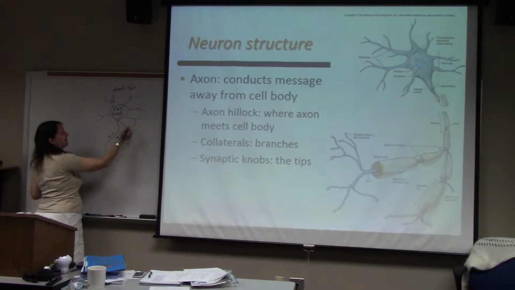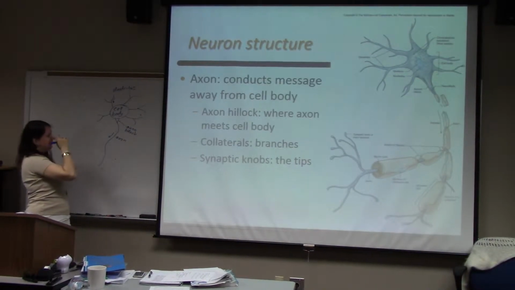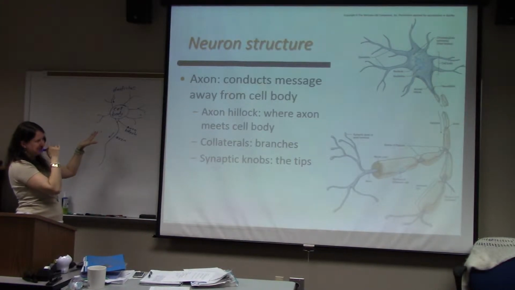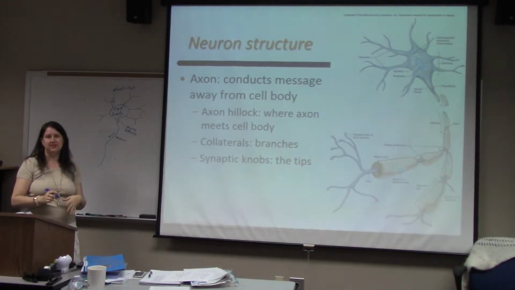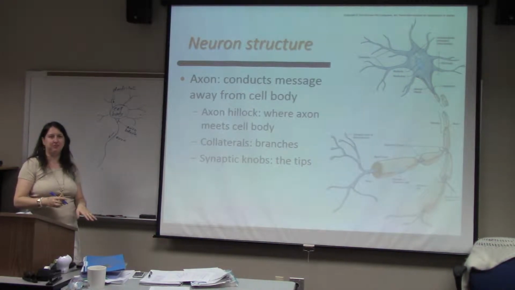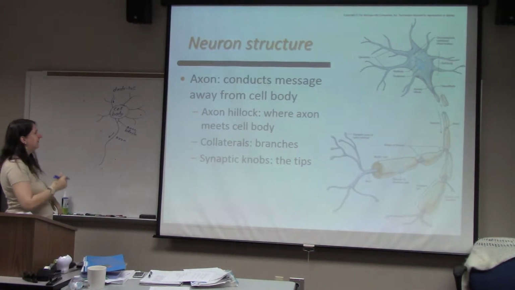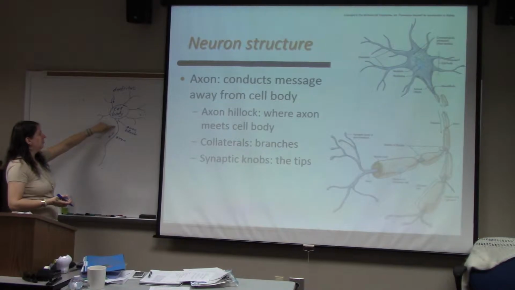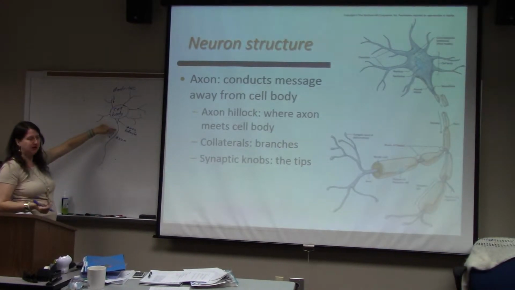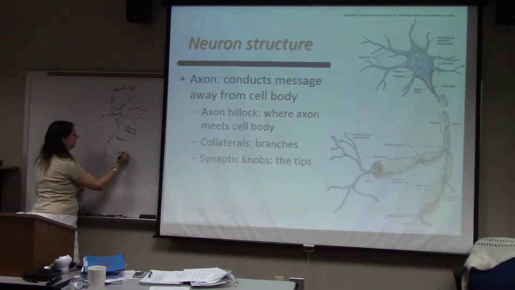Where the axon meets the cell body is called the axon hillock. It doesn't necessarily look that different from where the dendrites meet the cell body, but functionally it's important because it's where the action potentials are always going to start. There's only ever one axon hillock, one axon connected to the cell body, but it may branch further out. When it does, those are called collaterals.